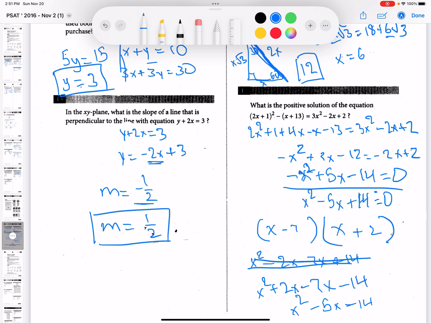That means we have to make this positive and this negative, because we have to refer back to this equation. So our two solutions are positive 7 and negative 2. If we take it out of the parentheses, our positive value should be 7. So our answer is 7.